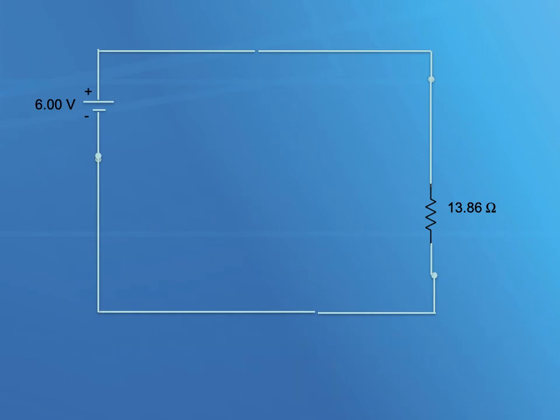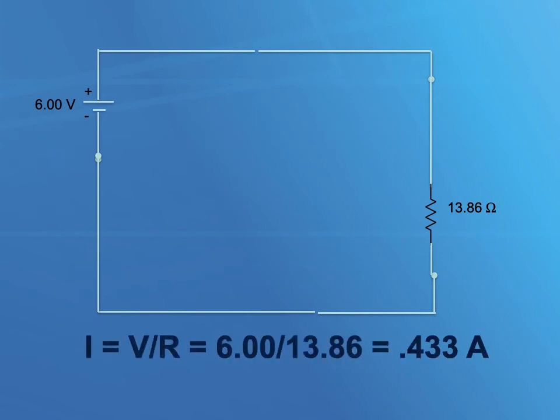Okay, so what's the current in this circuit? Well, we know the voltage and we know the resistance. So from Ohm's law, I equals V over R. You do need to know Ohm's law. V equals IR is very important. So I equals V over R. So 6 volts divided by 13.86 ohms gives us a current of 0.433 amps.